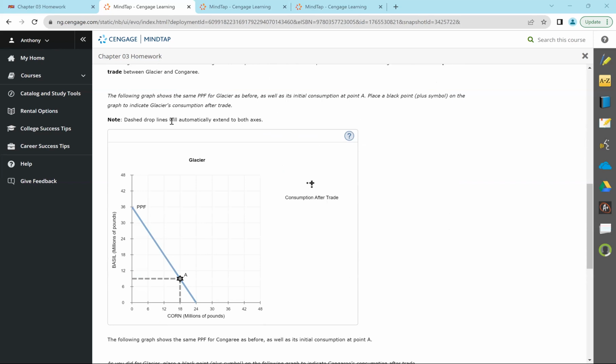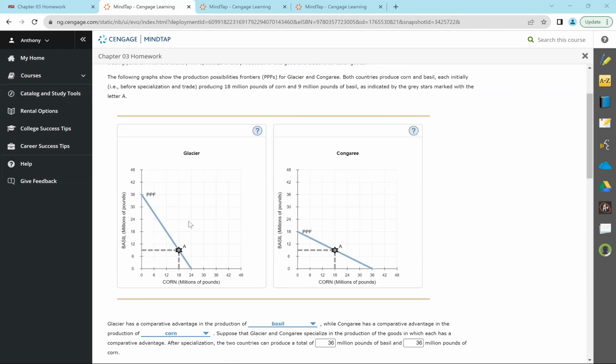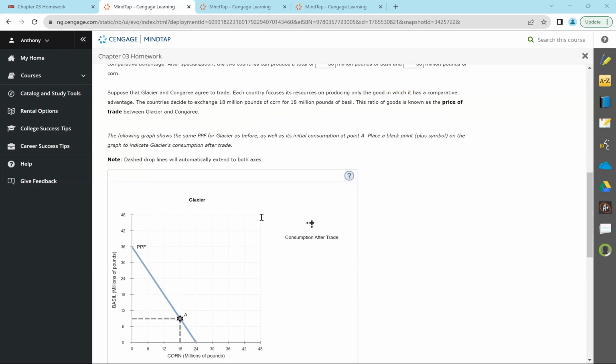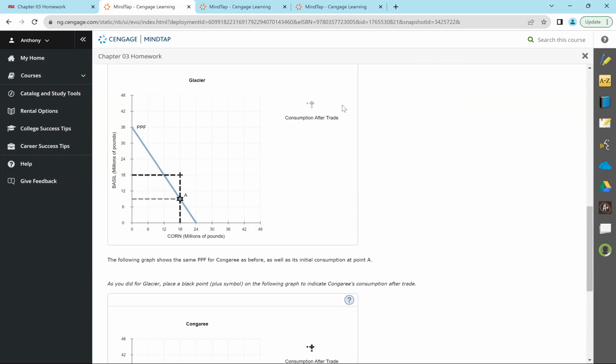The following graph shows the same for Glacier as before, as well as its initial consumption at point A, from the original. After the trade, they're now having 18 million pounds of each. They get 18 million corn because they made 36, but they traded half of it and got the rest in return, which is nice. That's when trade really works. It's truly a win-win for people.